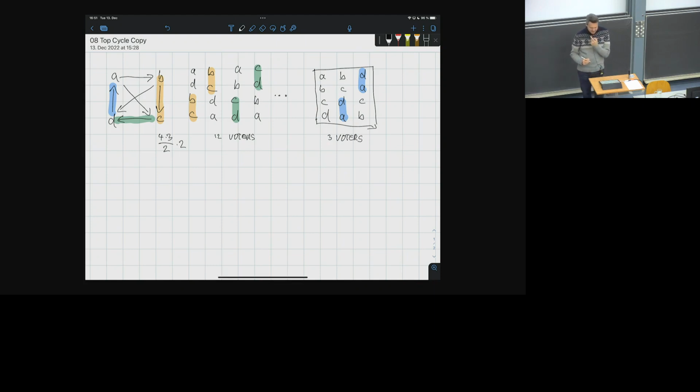And it can be checked that you cannot get this majority graph using less than three voters. Well, it's pretty obvious because if you have only two voters, there would be majority ties somewhere, unless they completely agree on everything. And with one voter, clearly you cannot get cycles. Okay, so this is the minimal number of voters.